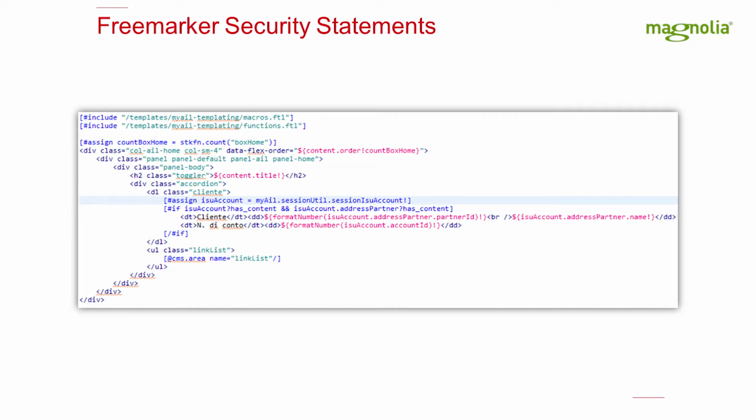The session util session ISO account asks for the user account properties and does something. In this case, it will prompt the client information, number of accounts, and so on.